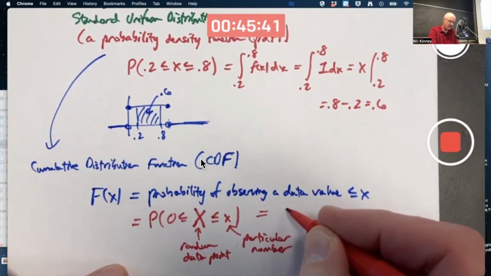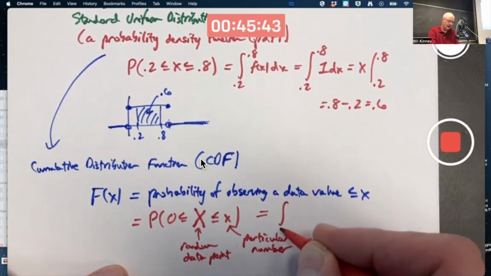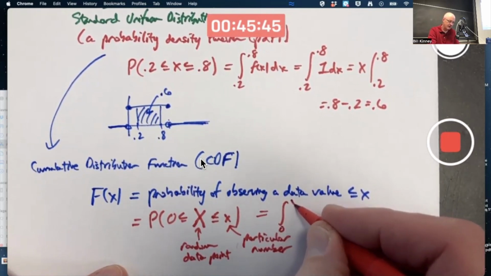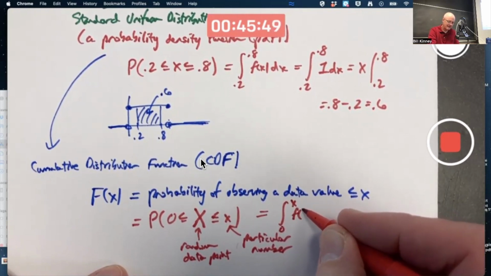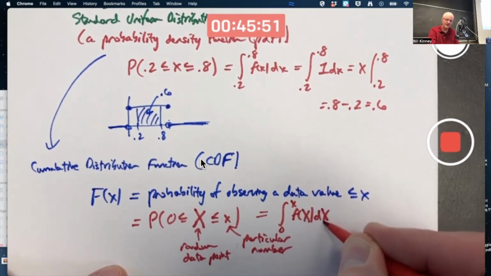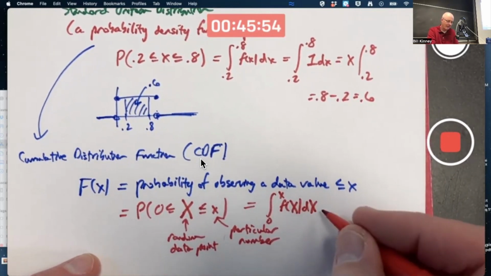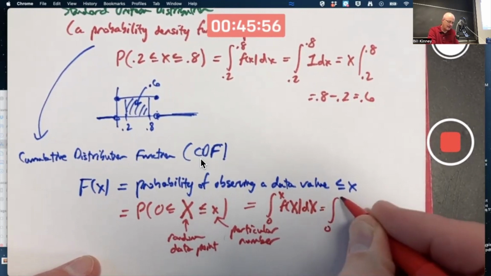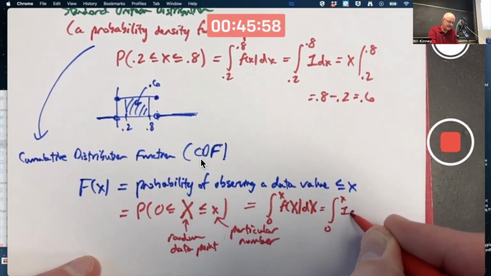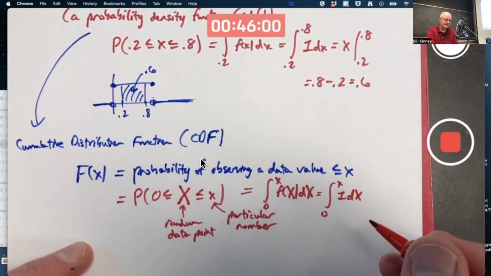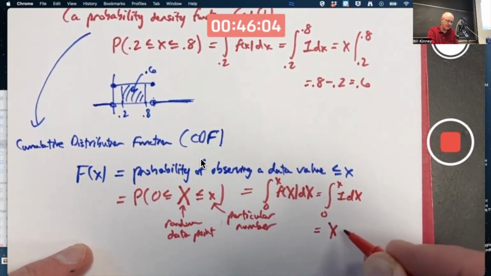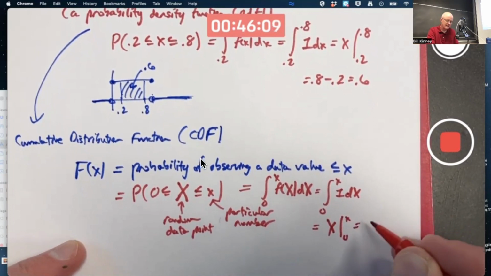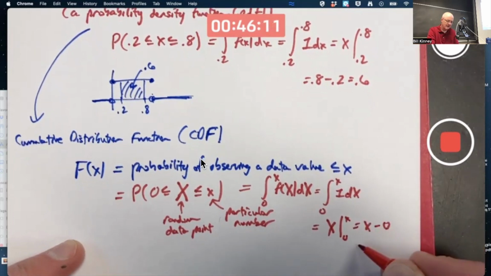That's going to be the integral of that density function from 0 to little x. And maybe I should call this capital X dx. This is a little weird, but don't worry about it. In our case, that's integrating the constant function 1. Just like before, you get an antiderivative in this case, going from 0 to little x. That's going to give you little x minus 0, which is just little x.